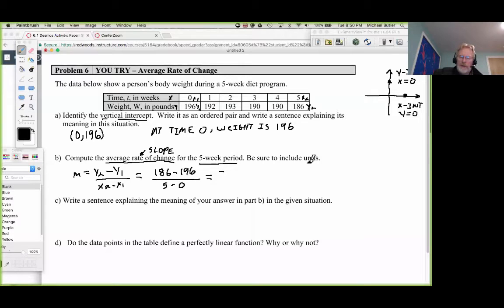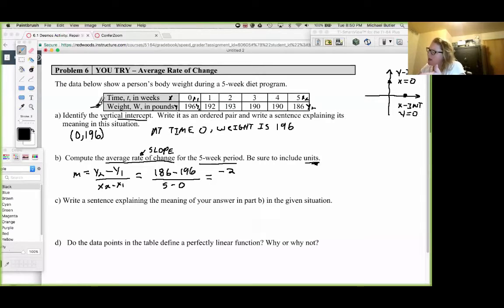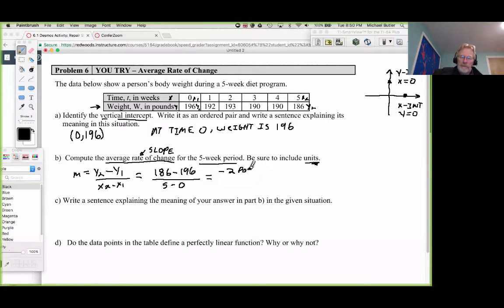They said be sure to include units. So if it's -2, what are the units in the numerator? -10 over 5. Remember the y's were pounds and the x's were time, weeks. So the numerator is in pounds, and that's -2 pounds per one week. It's saying you're losing 2 pounds per week. On average, over the 5-week period, they lost 2 pounds per week.